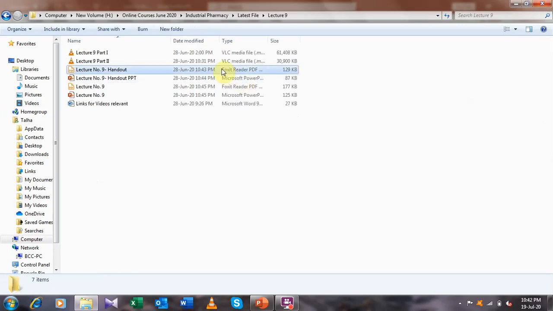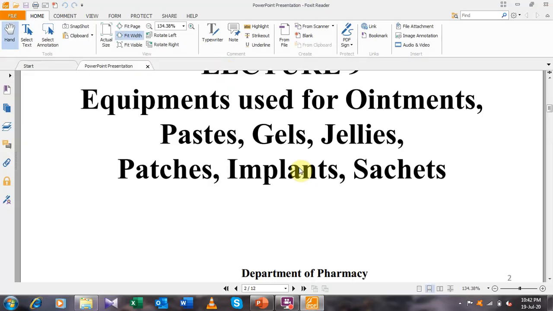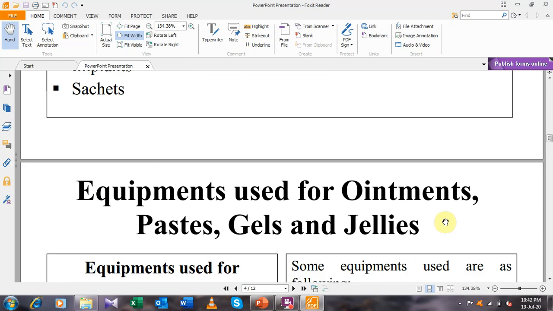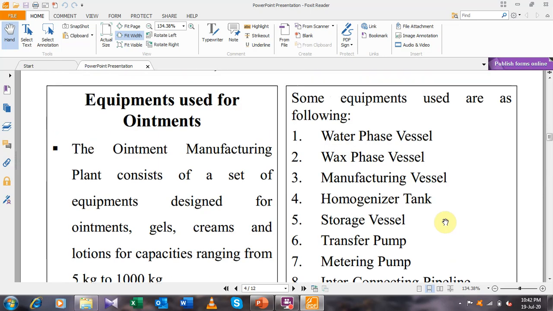In the ninth lecture, we have studied combinedly the semi-solid dosage form equipment as well as the equipment used for patches, implants, and sachets. We have thoroughly discussed the equipment used for ointments.